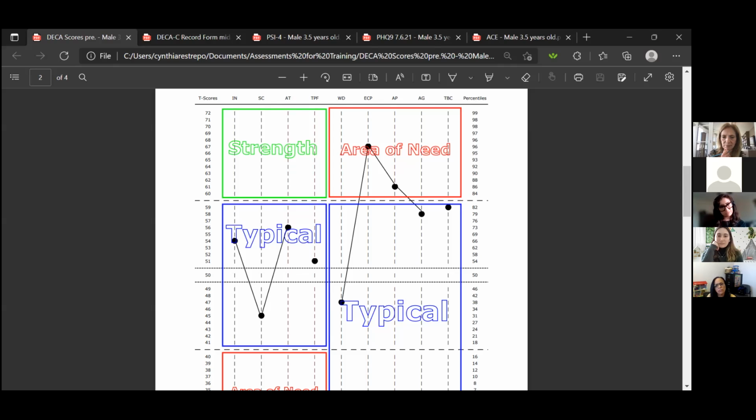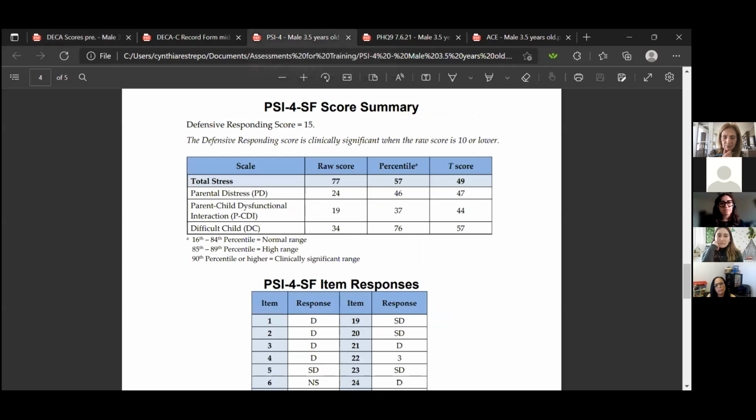But then I did the PSI. There were no notable concerns with the PSI. The child scored maybe a little bit high, in the higher end of the normal range for difficult child, which coincided with Juan's interpretation of his behaviors, that the behavior was the concern, but nothing really stood out. Her defensive responding score was 15, so it wasn't clinically significant.